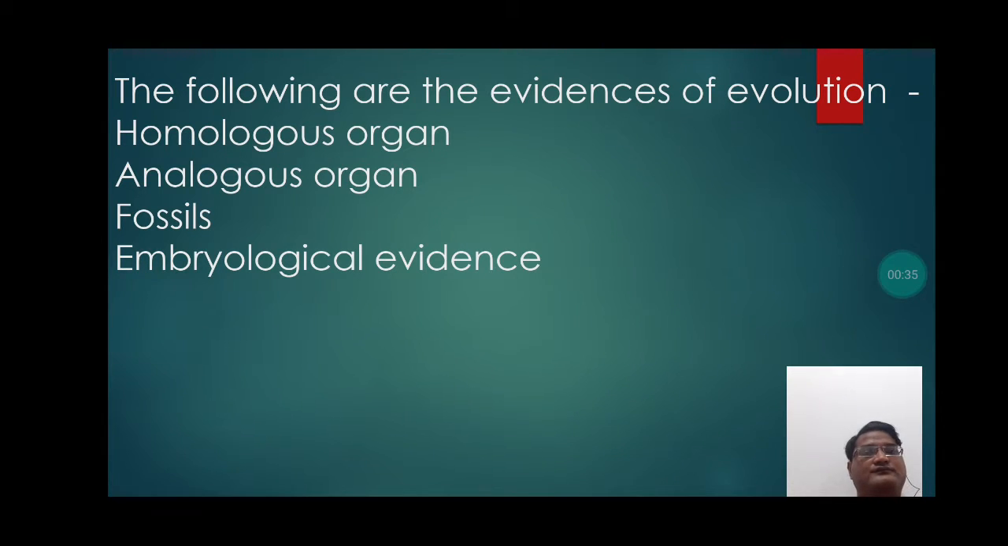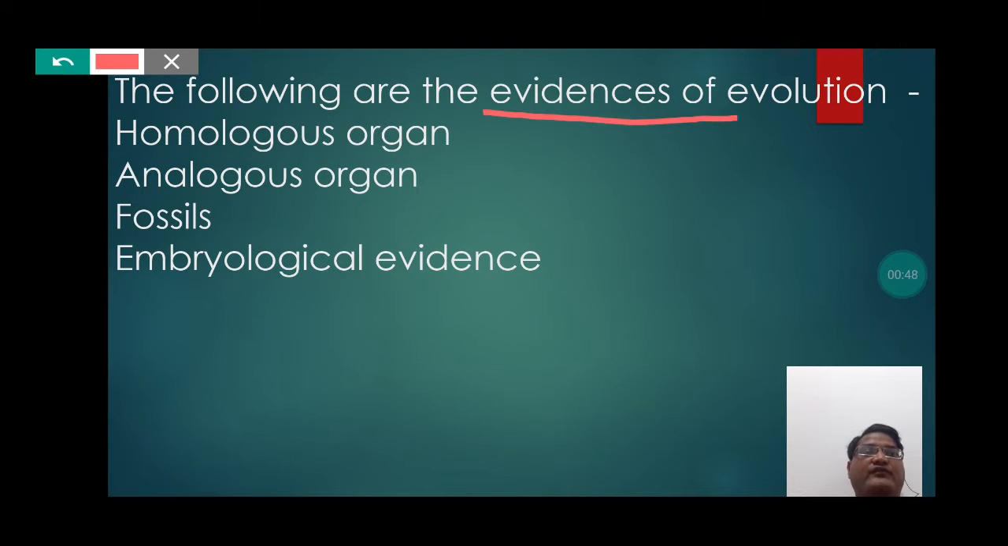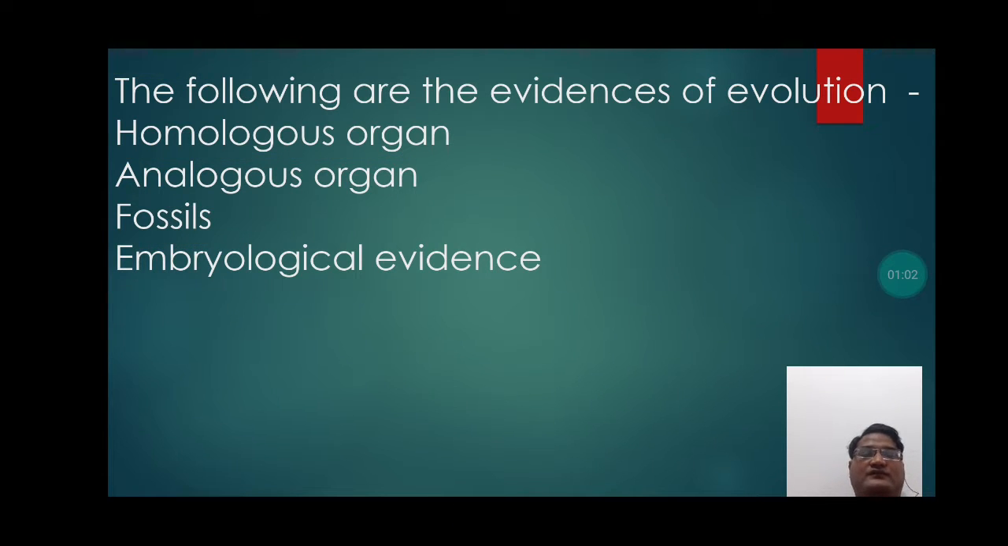Homologous organ, analogous organ, fossils and embryological evidence. So students, the evidences of evolution can be categorized under 4 topics, which are homologous organ, analogous organ, fossils and finally embryological evidence.